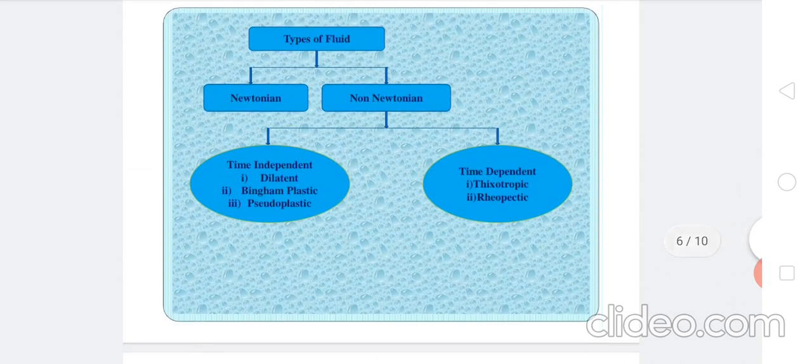Now, types of fluid. There are two types of fluid. One is Newtonian and the other is non-Newtonian. Non-Newtonian fluids are then categorized into two: time independent and time dependent.